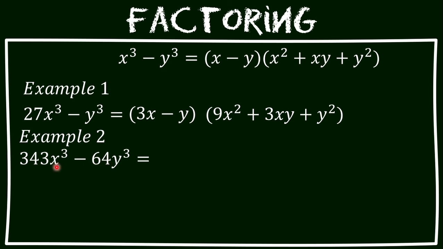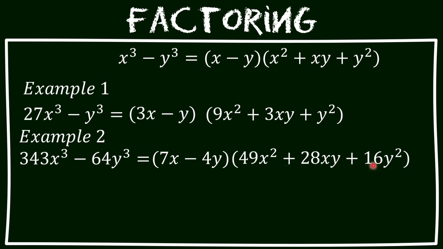Next is 343x cubed minus 64y cubed. How are we going to solve that? So the cube root of 343x cubed, that's 7x. Cube root of 64y cubed, that's 4y. And then we follow this, the cube root of 343 is 7, and we must square that, that will be 49. And then the cube root of this term, 64y cubed, that's 4, and we must square that, that will be 16. And 7 times 4, that's 28. So that will be 49x squared plus 28xy plus 16y squared. And that's it for our example number 2.